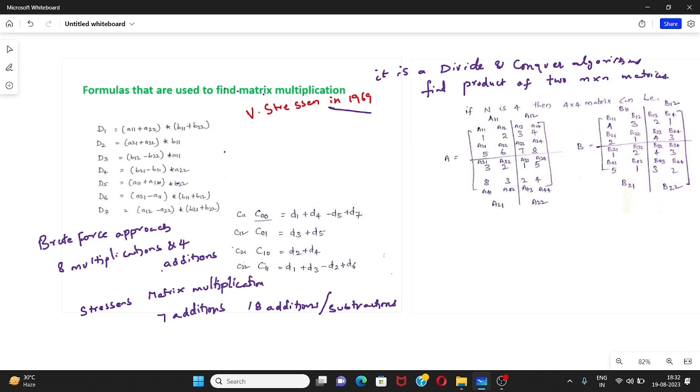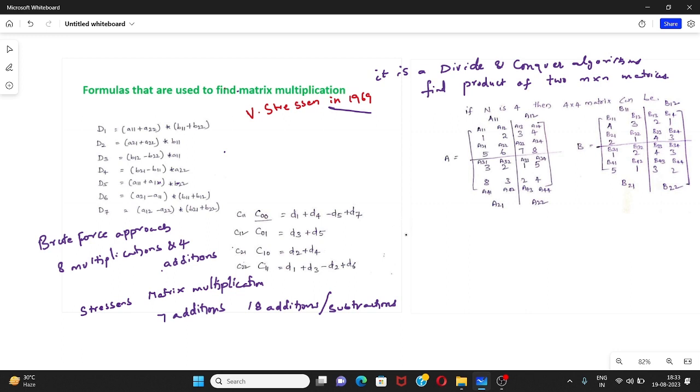Before we discuss the Strassen matrix multiplication, how are we going to find the product of two n by n matrices? Let us recall the brute force approach, meaning the direct approach we generally use for finding the product of two matrices.